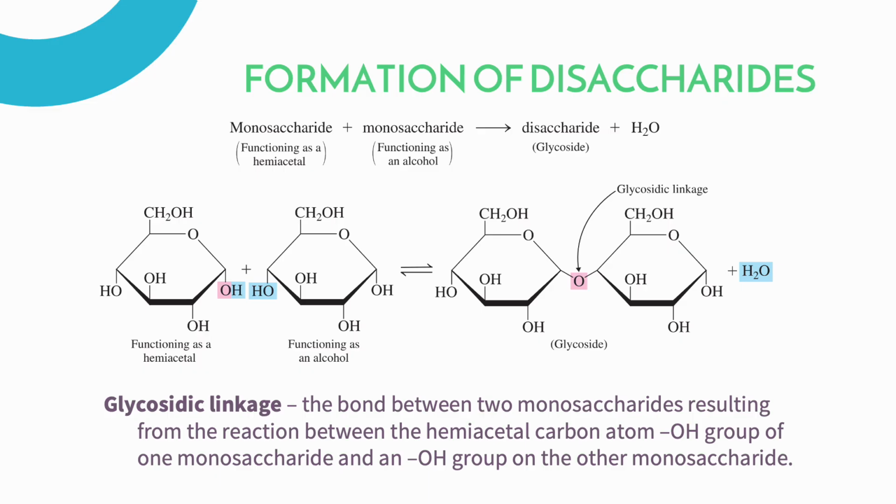So it is a bond between two monosaccharides resulting from the reaction between the hemiacetal carbon atom and an alcohol group of one monosaccharide and an alcohol group on the other monosaccharide, together with a condensation reaction leading to the formation of disaccharides. Water will be the byproduct.